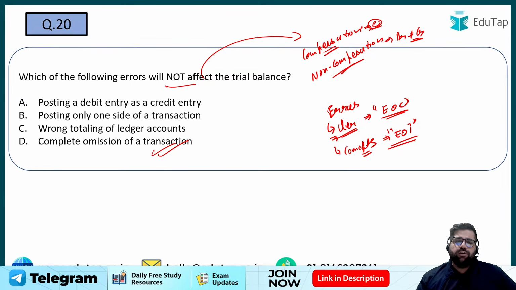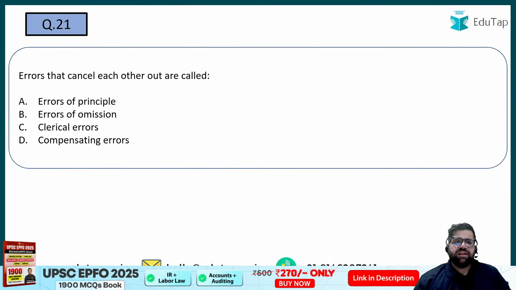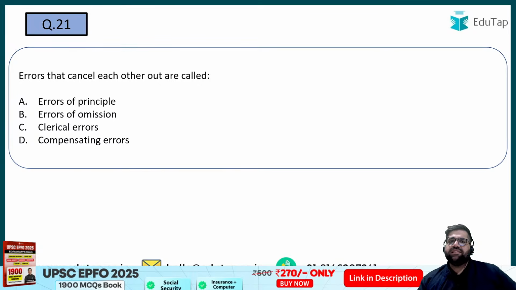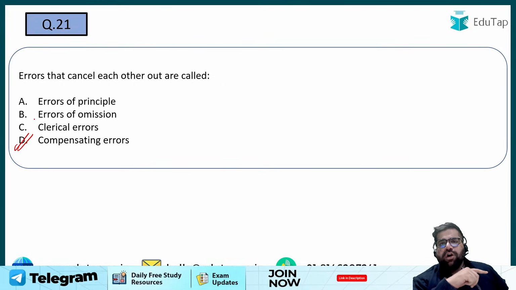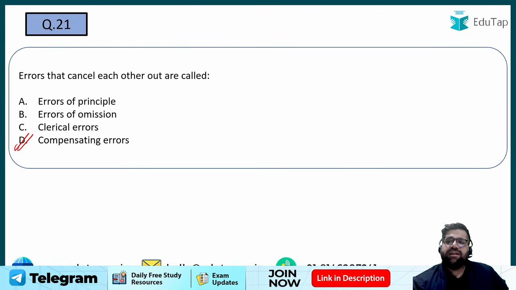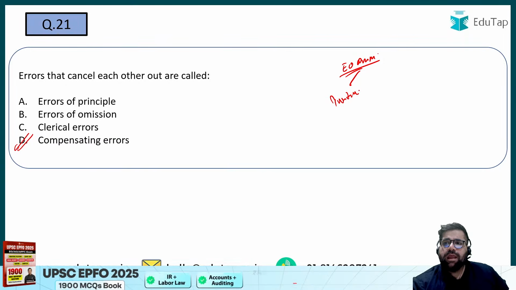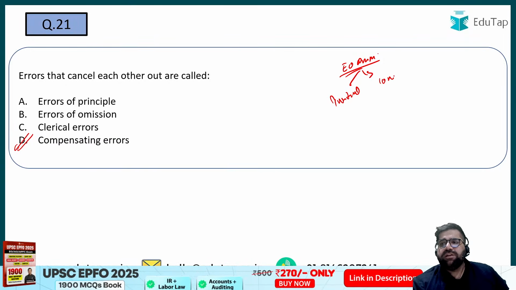Right? Now, let's move forward to question number 21. Errors that cancel each other are called what? Errors that cancel each other are known as compensating. This we have discussed on the previous slide as well. And remember, in error of omission also, there can be partial omission and there can be a complete omission.